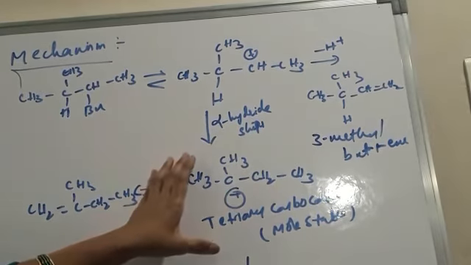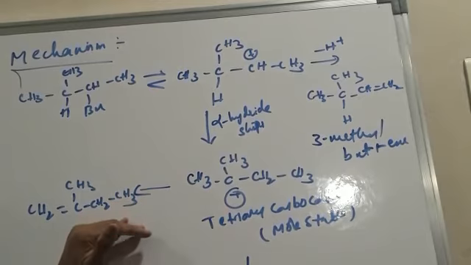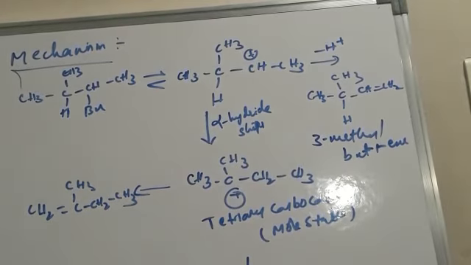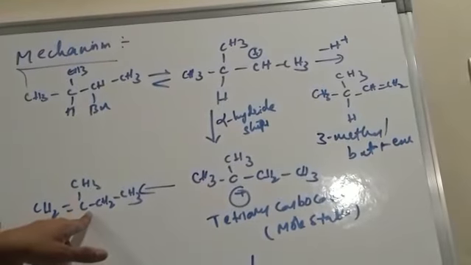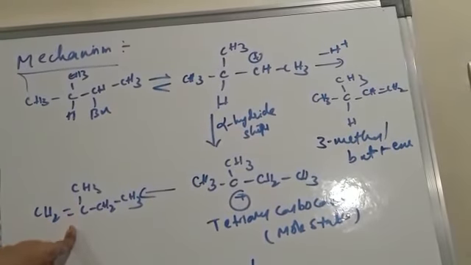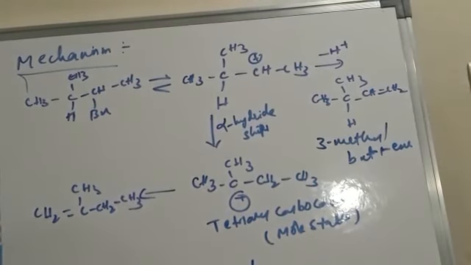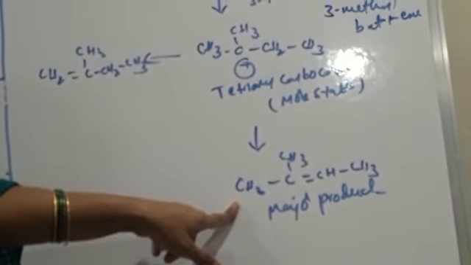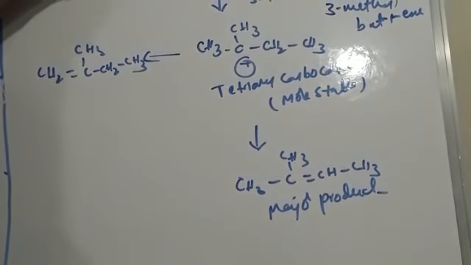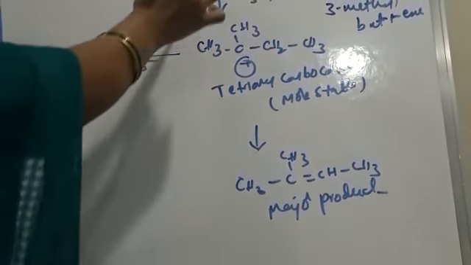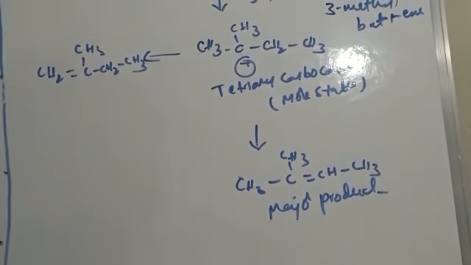So from the tertiary carbocation, here we get two products. One is the minor product, 2-methyl-but-1-ene. Okay. Then the major product which is 2-methyl-but-2-ene. Okay. So this is the mechanism which takes place in unimolecular elimination reactions with carbocation rearrangement.